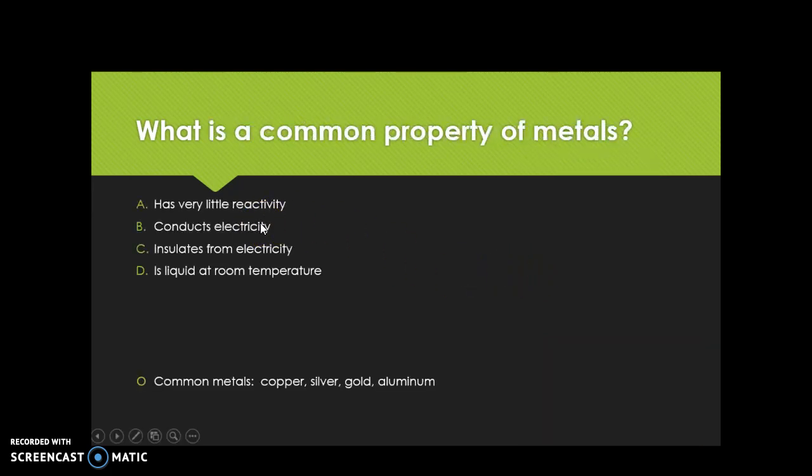What is a common property of metals? A, they have very little reactivity. B, they conduct electricity. C, they insulate from electricity. D, they're liquid at room temperature.